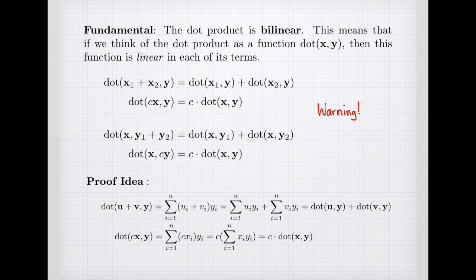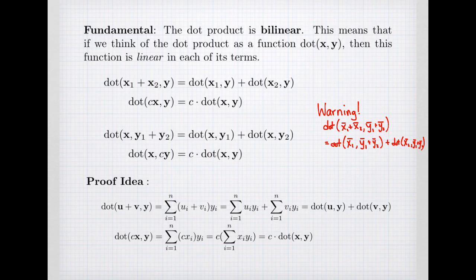Now at this point I need to give you a warning. Linearity means you do it either in the first entry or the second entry. So if I'm going to do something like the dot product of the vector x1 plus x2 with y1 plus y2, I don't get to split it up in a single step. I have to choose. So for example, if I split it first on that first term, I get the dot product of x1, but I can't split up the second term yet. So I get x1 dotted with y1 plus y2, and then I have the dot product of the second vector x2 with y1 plus y2.